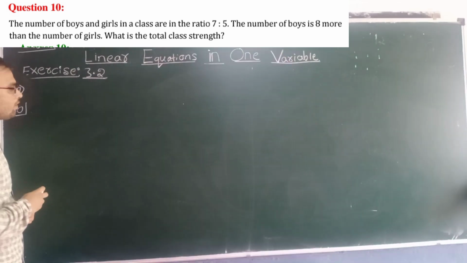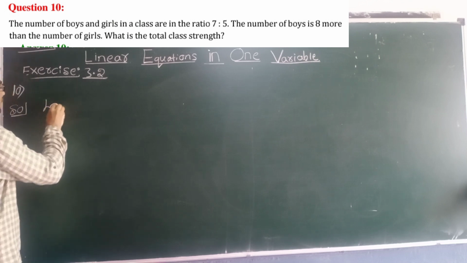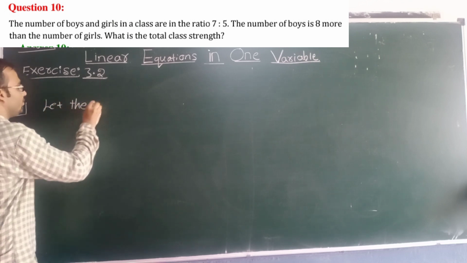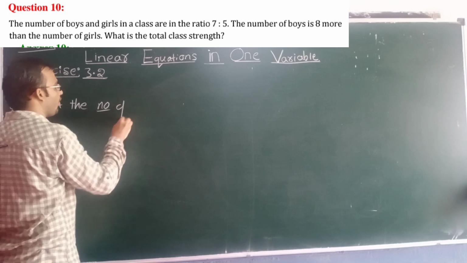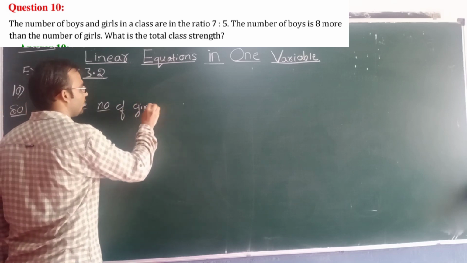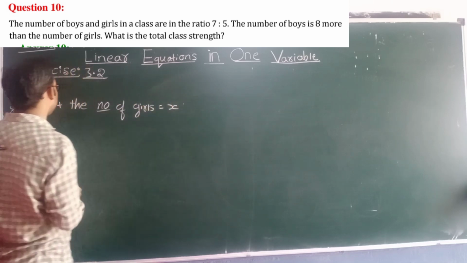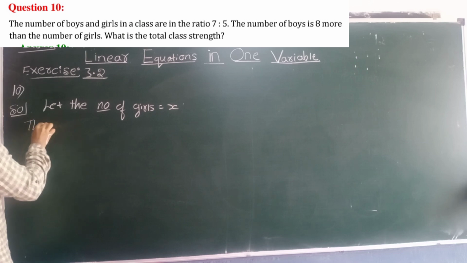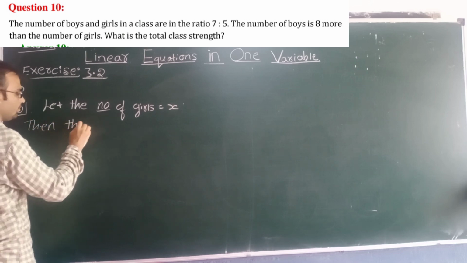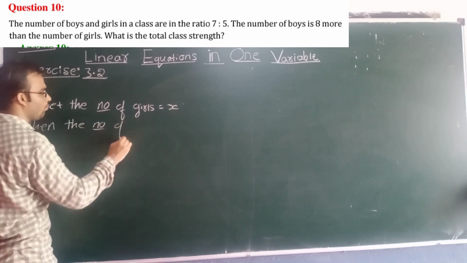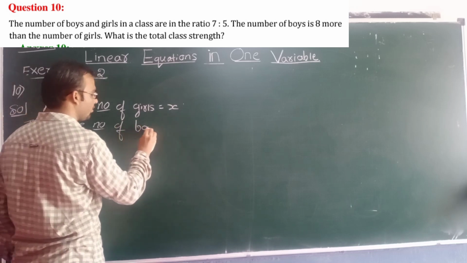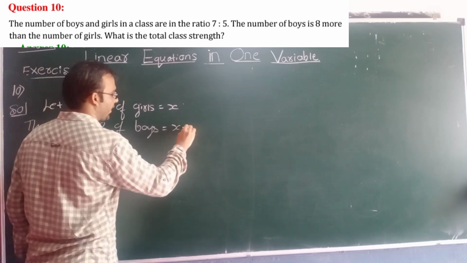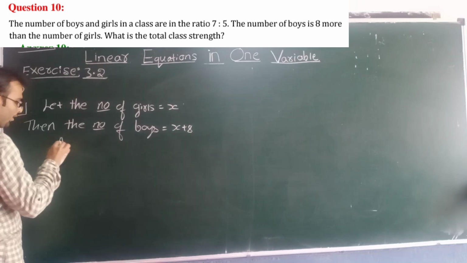Now let us take the number of girls as x. Let the number of girls equals to x, then the number of boys equals to x plus 8. According to question.